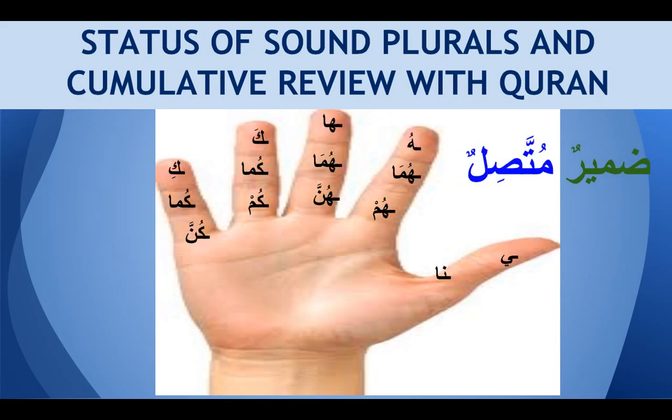Then we have damirun muttasilun, which are always attached to a word, and that word can be either a mudaf, or it can be ism harf jar, or it can be a zarf, or it can be attached to a fa'il as well. So when it is attached to a fa'il, it is mansoob, and when it is attached to a mudaf or a zarf or ism harf jar, then it is majroor. It is always majroor in these three situations. So this is how it is written. This is hu, huma, hum, ha, huma, hunna, ka, kuma, kum, ki, kuma, kunna, yi, na. So this is damirun muttasilun.